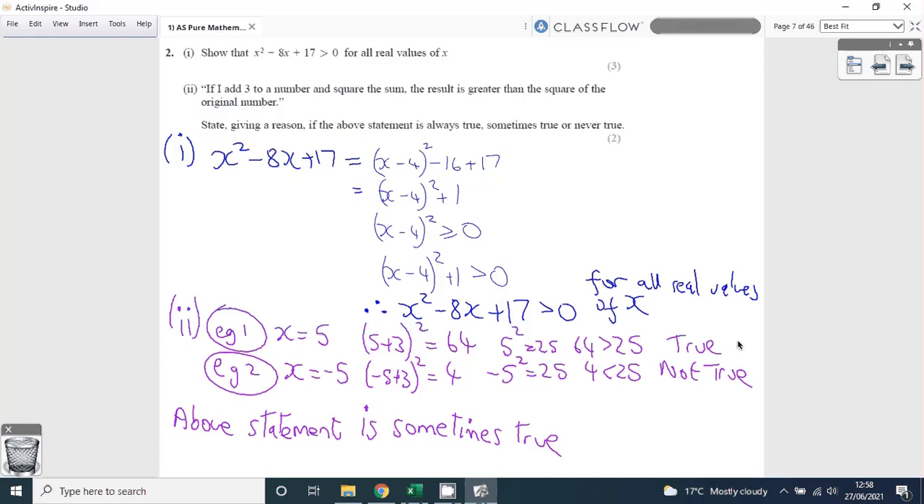However, when x is negative, for example, minus 5, well, minus 5 add 3 all squared is 4, whereas minus 5 squared is 25. So now it's not true because 4 is less than 25. So we've been asked to give a reason if this above statement is always true, sometimes true, or never true. Well, here's a reason. We're just showing that this is sometimes true because we've shown on one occasion it's true, shown on another occasion it's not true.